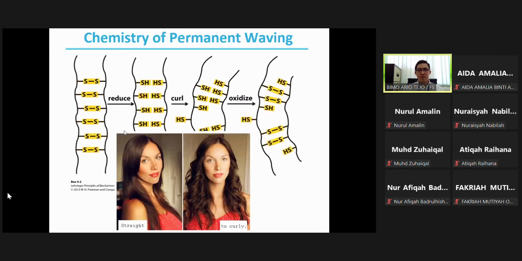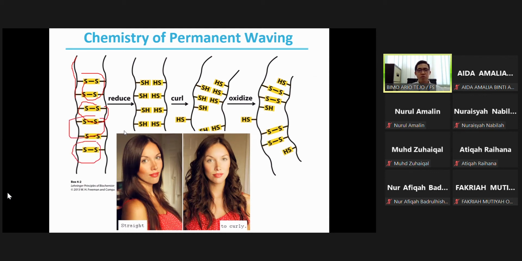Siapa yang suka nak tukar hairstyle tu kan? This is what happened lah. Actually, it's a chemical reaction. Contohnya kalau rambut you straight, you nak buat wavy sikit, then what you have to know is the style of your hair is maintained by the disulfide bond between cysteines, between cysteine amino acid.